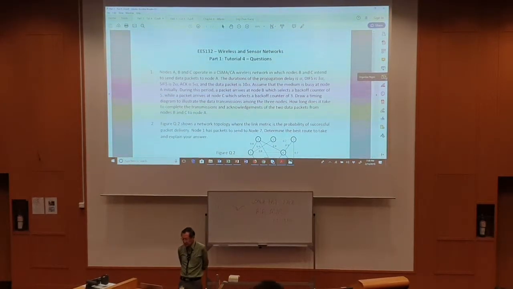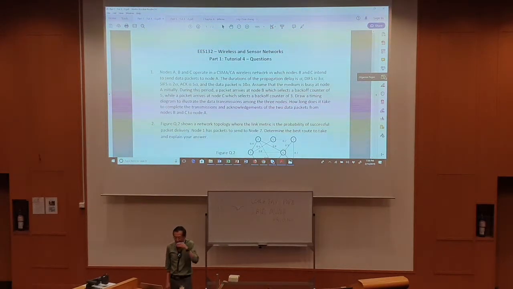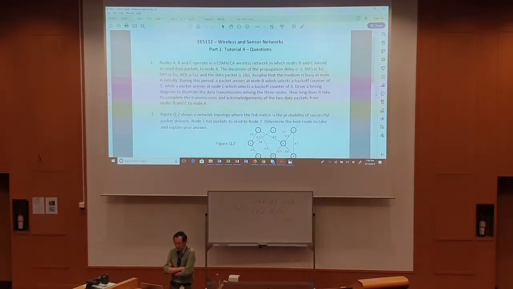Assume that the medium is busy at node A initially. During this period, a packet arrives at node B, which selects a backoff counter of 5, while a packet arrives at node C, which selects a backoff counter of 3. Draw a timing diagram to illustrate the data transmissions among the 3 nodes, and how long does it take to complete the transmissions and acknowledgements of the 2 data packets from nodes B and C to A.